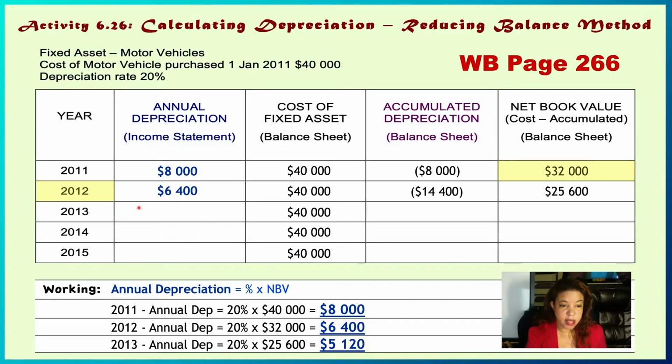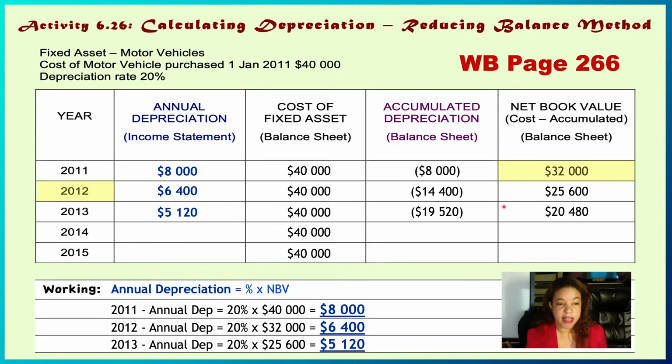So that goes in this column here. And now you have the next step, accumulated. How much is your total depreciation? The 14,400, add the 5,120, or you just add up these three figures, and your total is now 19,520. So therefore, to get your net book value, which is the next step, cost minus accumulated depreciation, cost minus accumulated depreciation, cost minus accumulated depreciation, and that will give you your new net book value of 20,480.